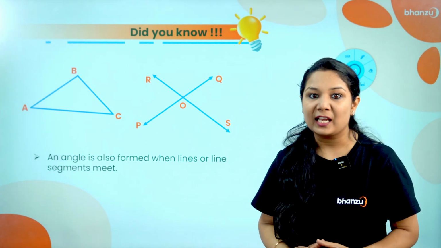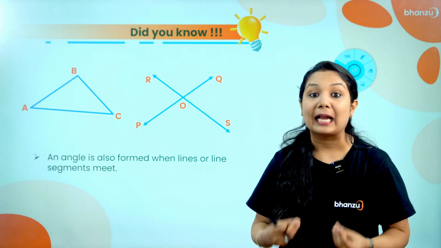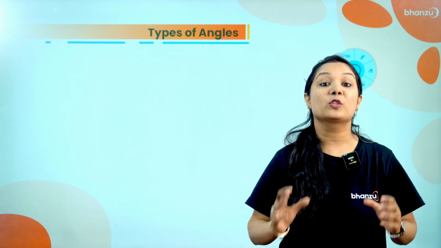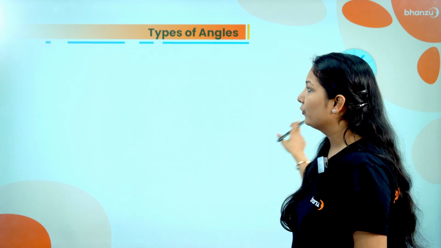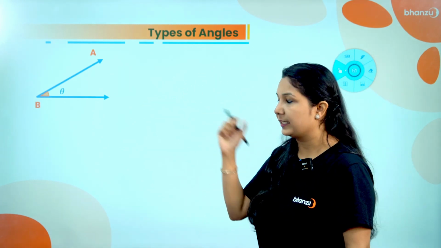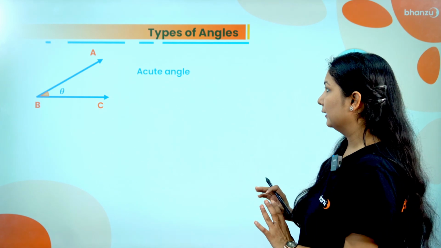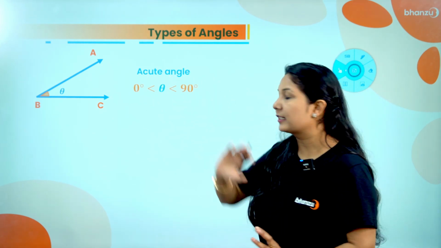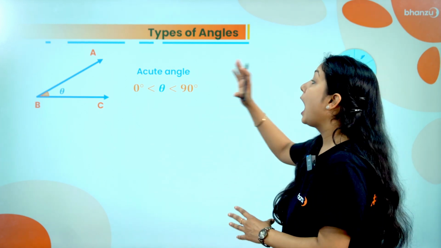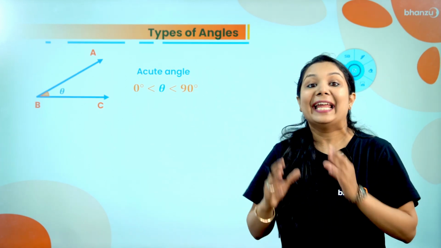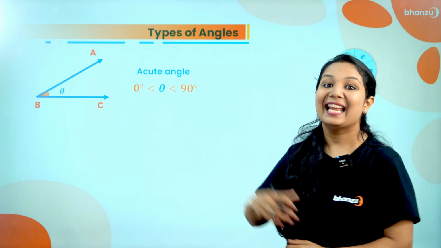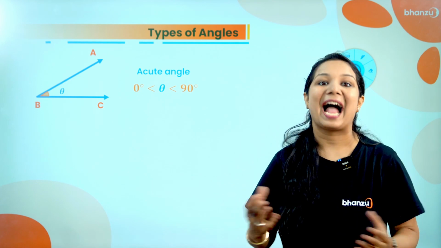Now as we have seen what angles are, let's talk about the different types of angles one by one. Here we have the first one for you. See this particular angle ABC. What's the measure of this angle? It is greater than 0 and less than 90 degrees. Such angles are called acute angles. Any angle whose measure lies between 0 degrees and 90 degrees is called an acute angle.